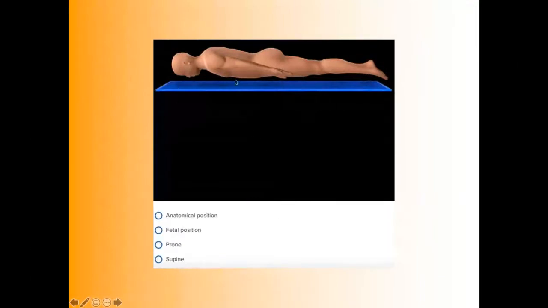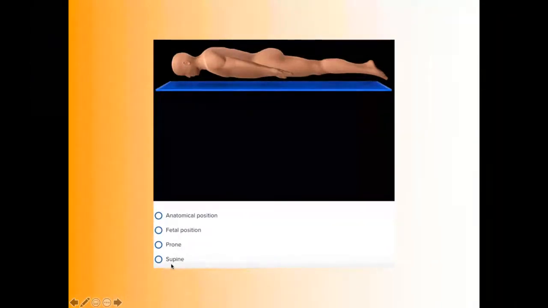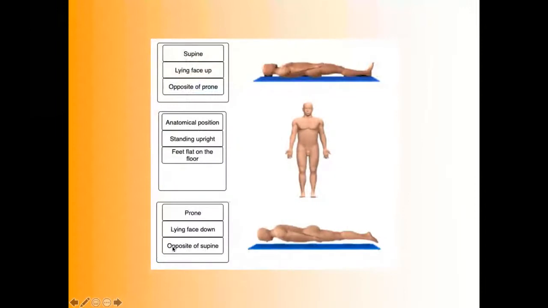In this particular picture, I've seen this show up several times on Connect on some lab quizzes over the last several terms. When you look at this, you'll see the person is lying face down. So what describes this term? Is it anatomical position? No. Is it fetal position? No. Typically, there are two terms that are always opposites, prone and supine, and they're testing your knowledge of the difference. So when you're lying on the bone, on the nose, you are lying prone.